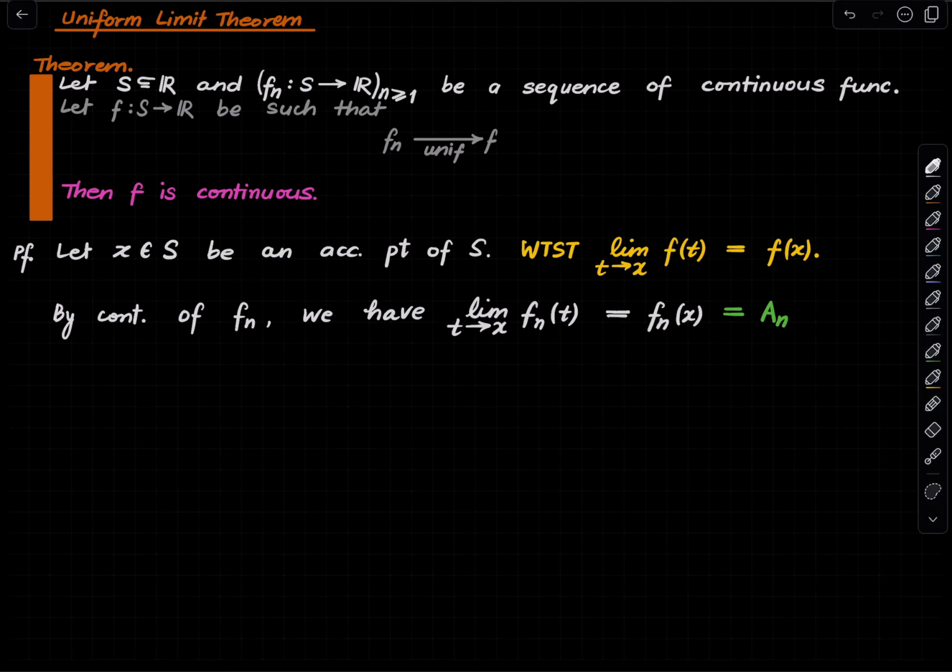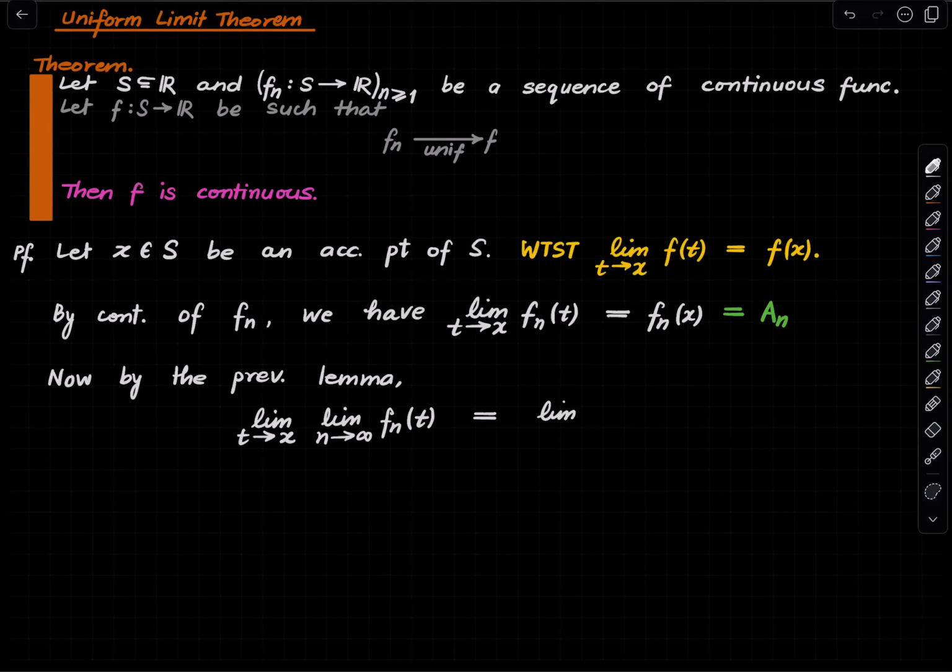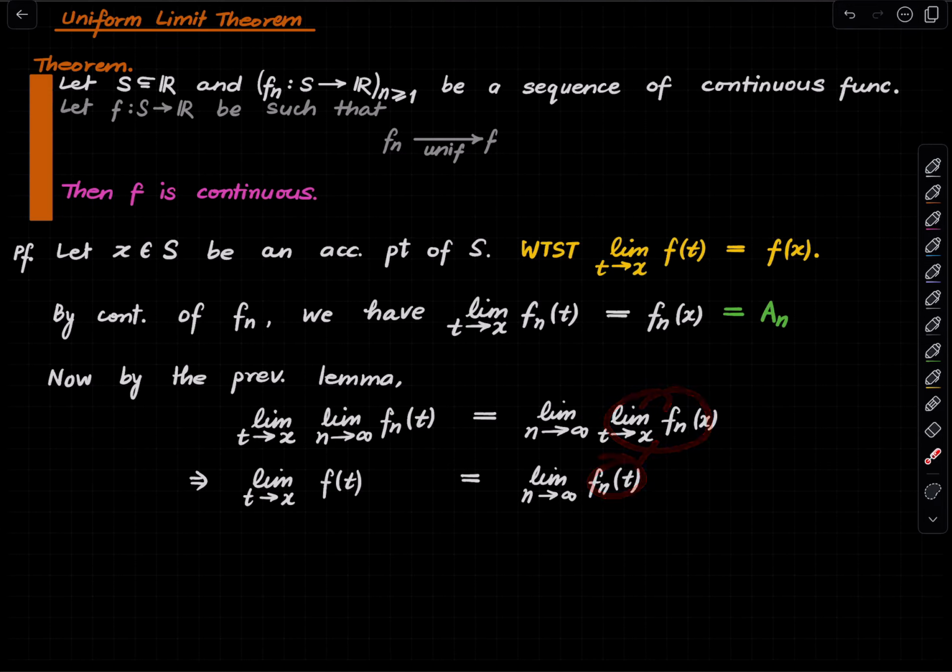Anyway, so now by the previous lemma, the previous lemma was about interchanging limits, which read as follows. Which implies that this thing is equal to that, as we commented here, and this is equal to that because f_n in particular pointwise converges to f. So we have this equality.